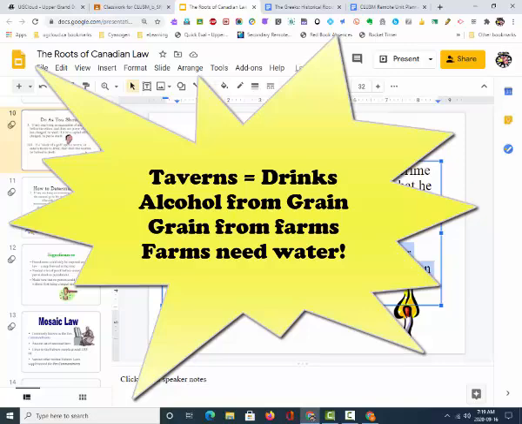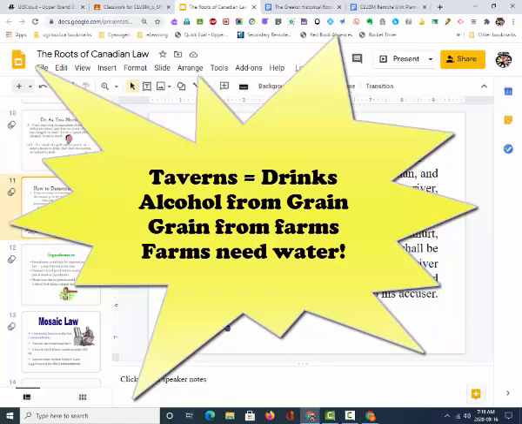We can also imply that due to their use of the river, that it was a society that was near a river, which would make sense as they would need a ready body of water for farming.